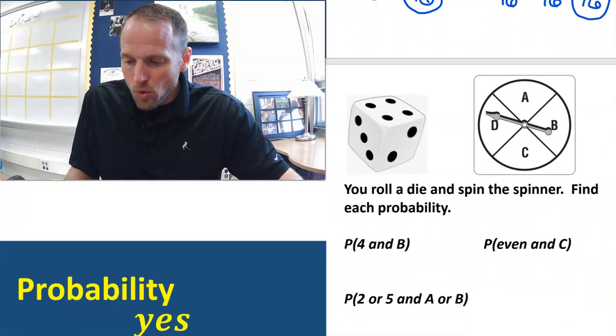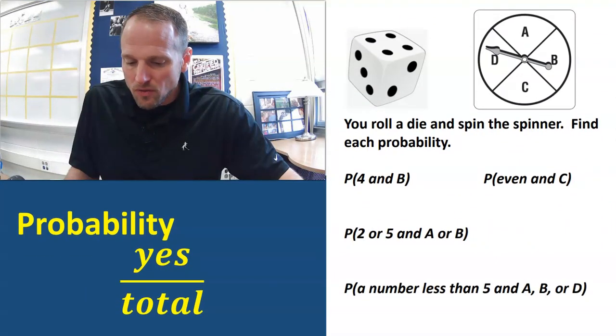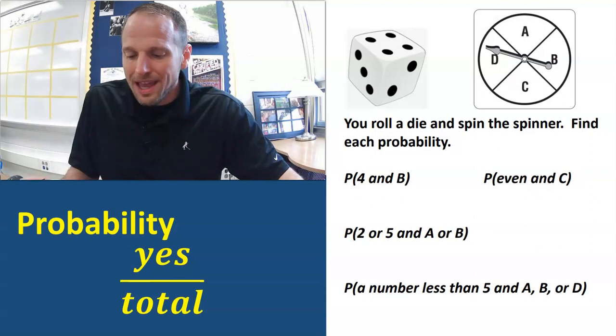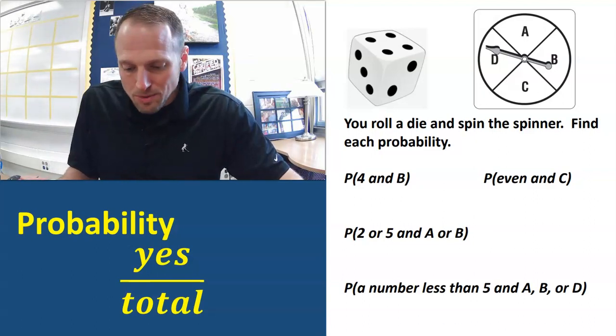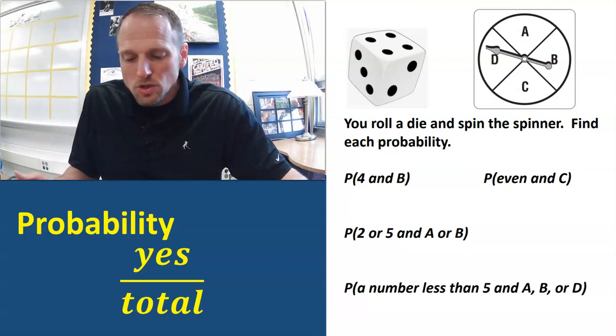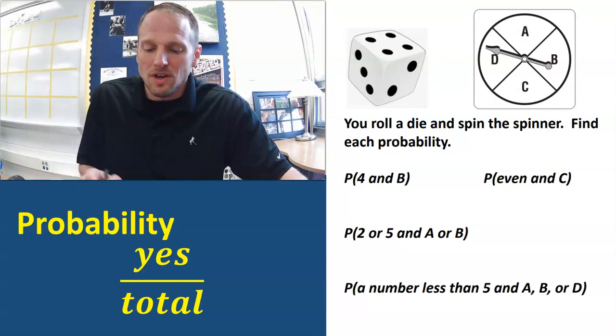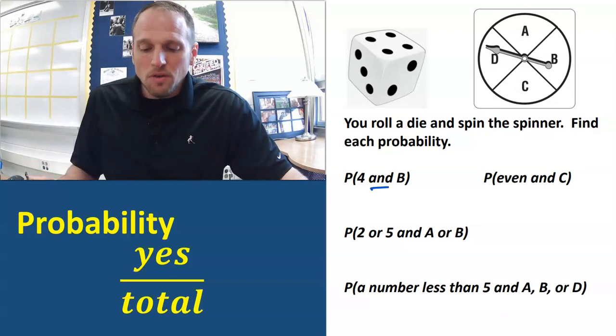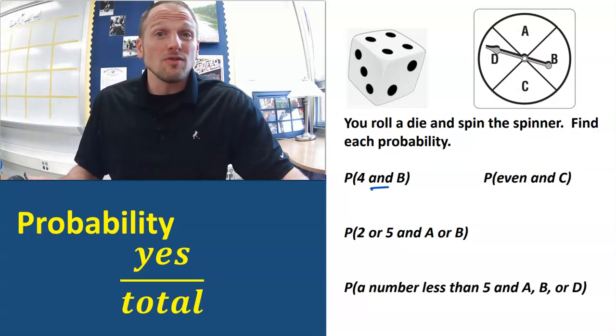Okay? What happens, though, if we change it to and? What happens with the probability if instead of or, where we add them, we have an and problem? Well, if it's an and problem, we're going to actually have to multiply these.